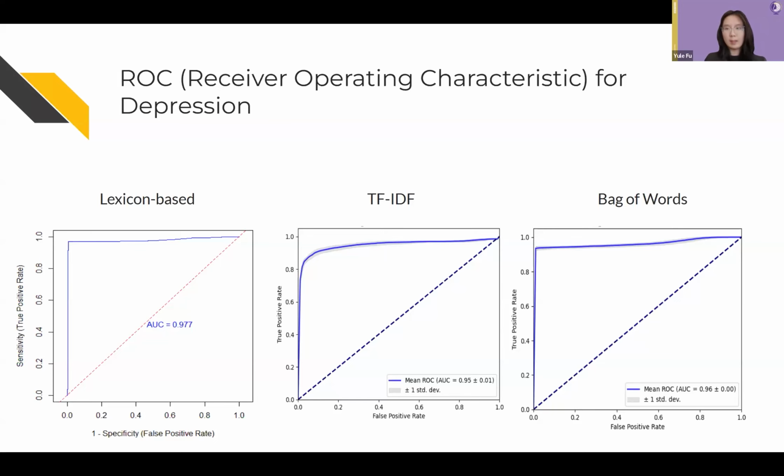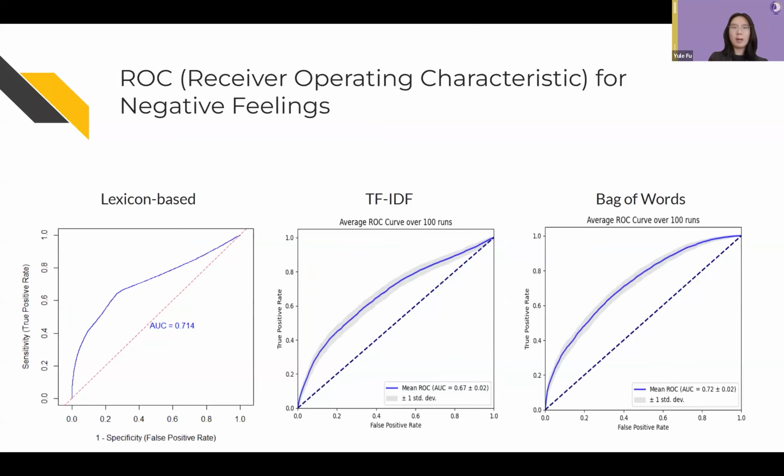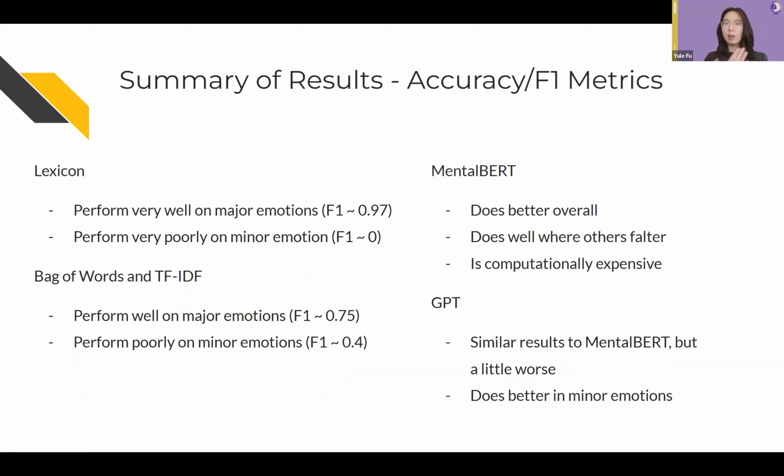Out of TF-IDF and bag of words. We didn't put MentalBERT and GPT because they're deep learning models and they're also pre-trained, so you can't do ROC analysis with that. And then for another minor emotion, which is negative feelings, you can see these models perform similarly in terms of ROC analysis. And so here's just a basic summary.